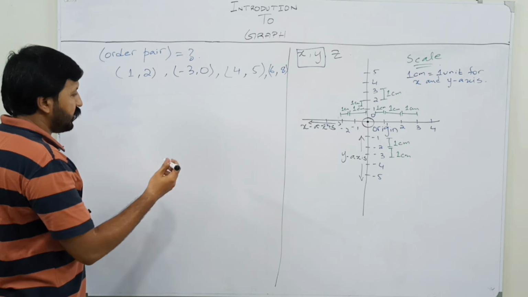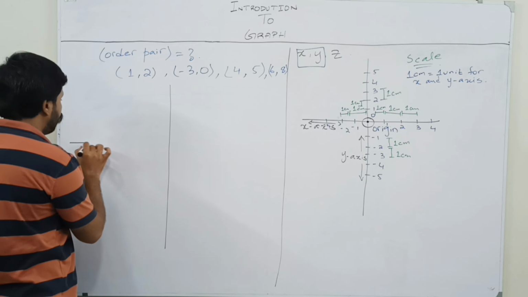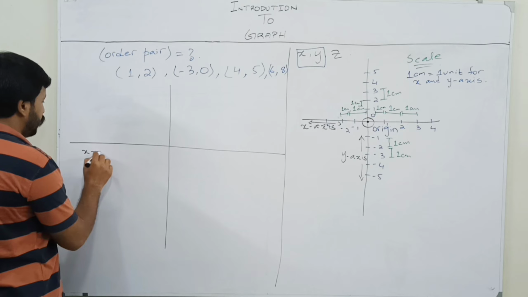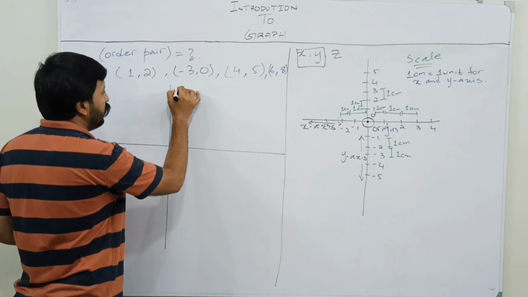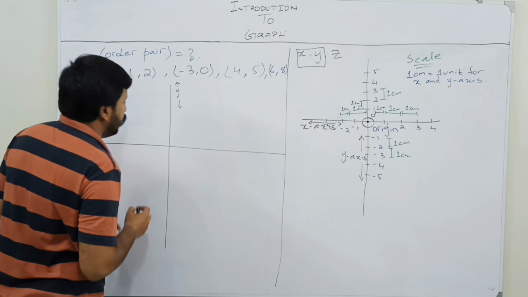Okay, so if I draw a graph here, or if I draw two axes, the horizontal axis will be the x-axis and the vertical axis will be the y-axis. Okay, as you guys can see here.